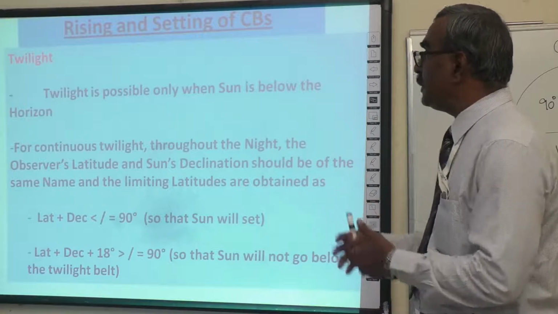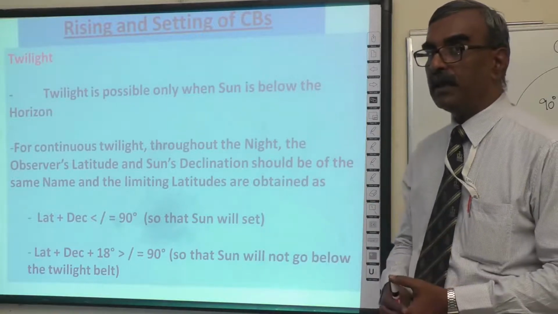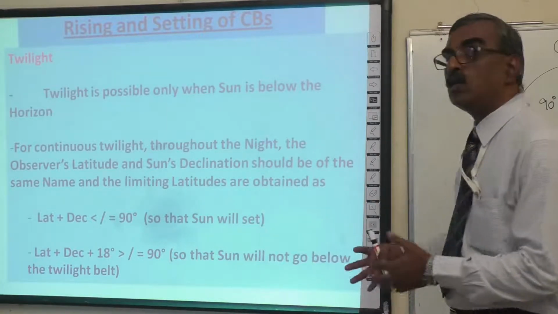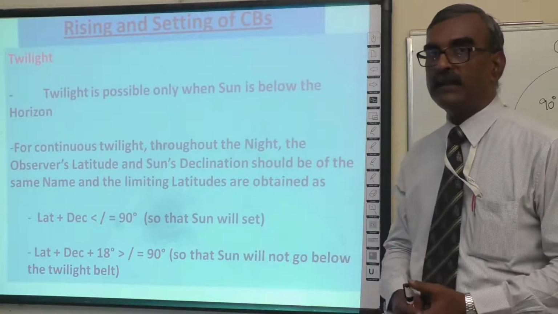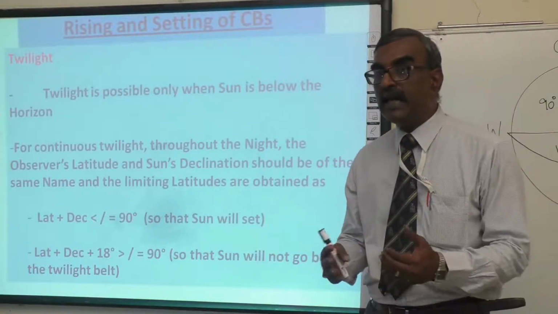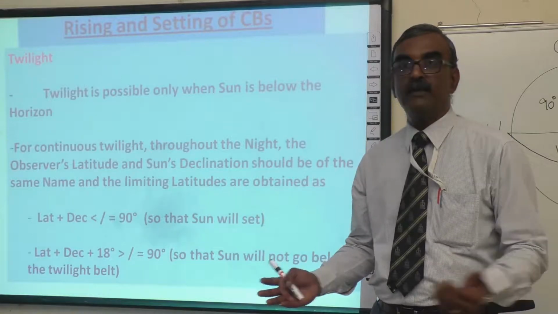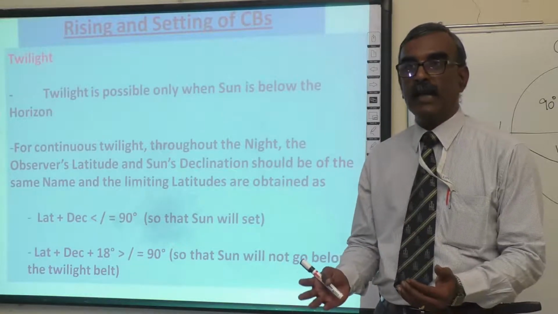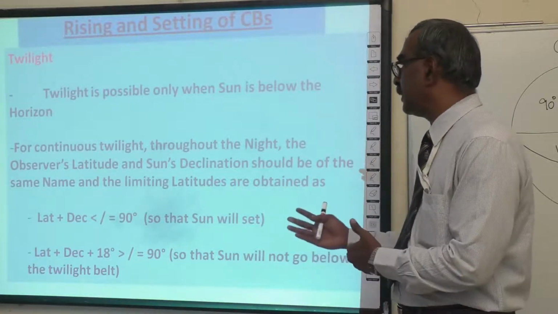Now for continuous twilight, I would like to mention it. For continuous twilight throughout the night, there will be places on the earth's surface where the sunlight will be visible throughout the night. The sun has set, but that period is called continuous twilight throughout the night.